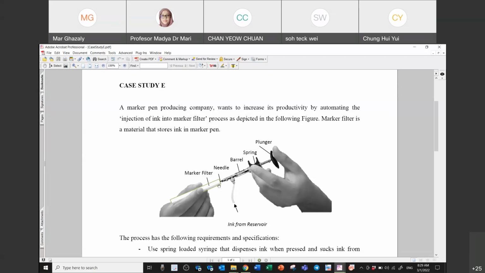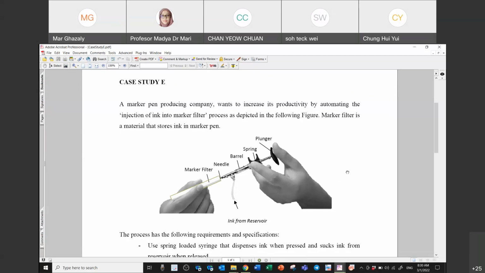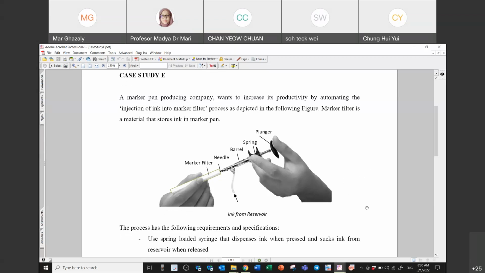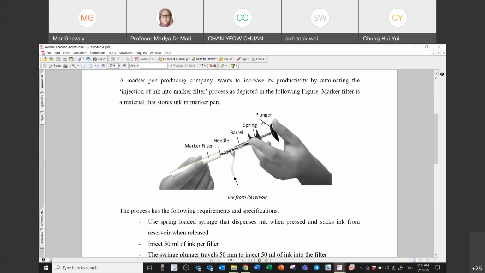So that company wants to automate the system. They want to convert the manual production line into an automated production line. This type of production is covered if you take advanced manufacturing system later in year 4. Last time I was teaching this subject, you will learn about how a manual production line is converted to an automated system, how the layout of the system is, and so on. This figure shows how it should be done.